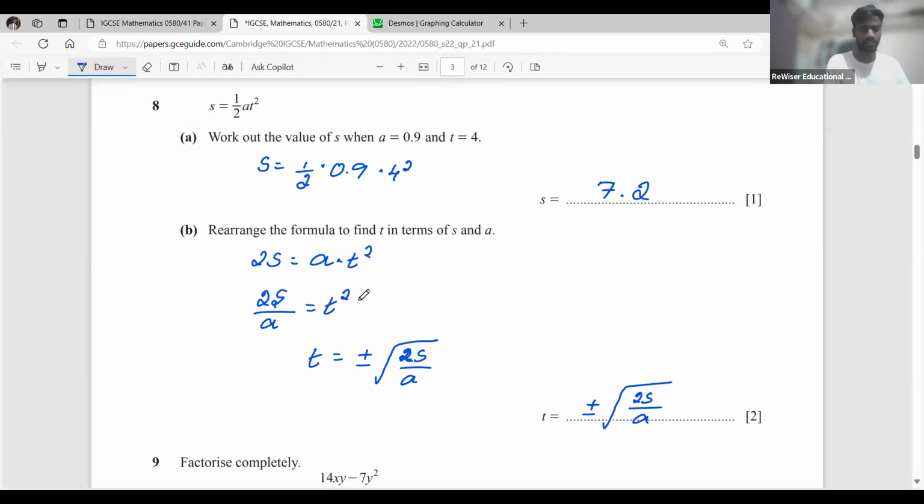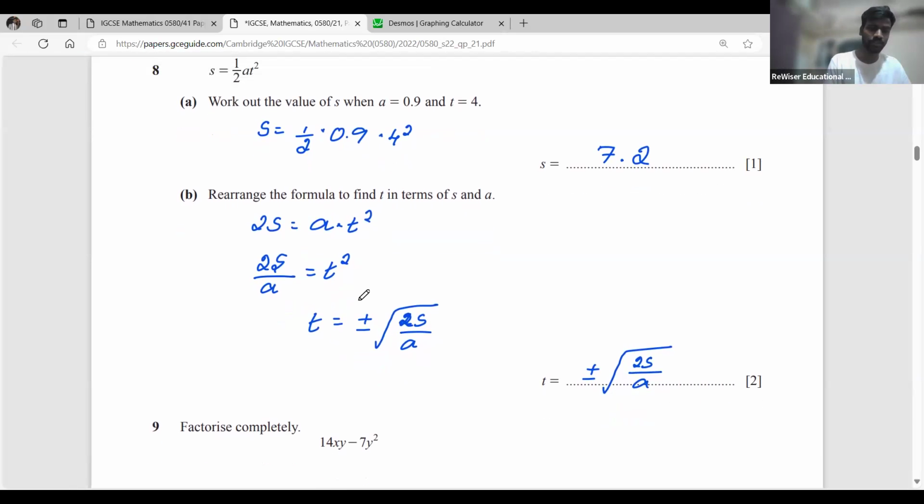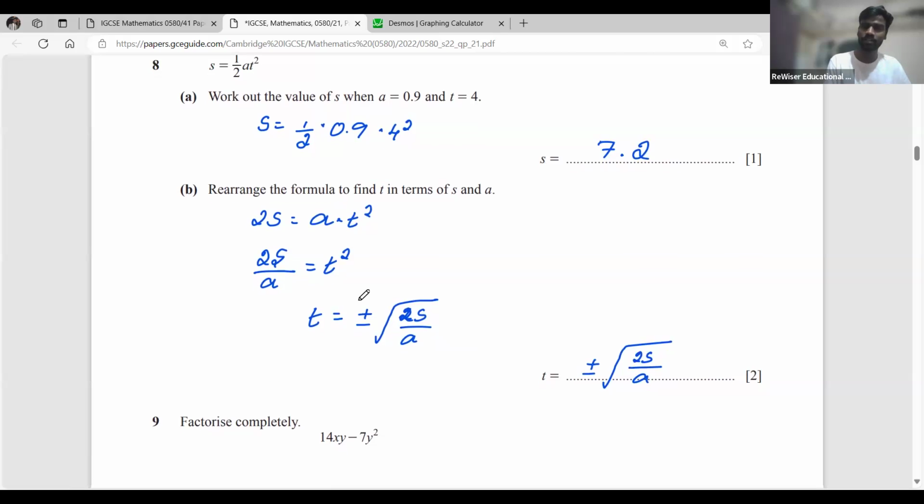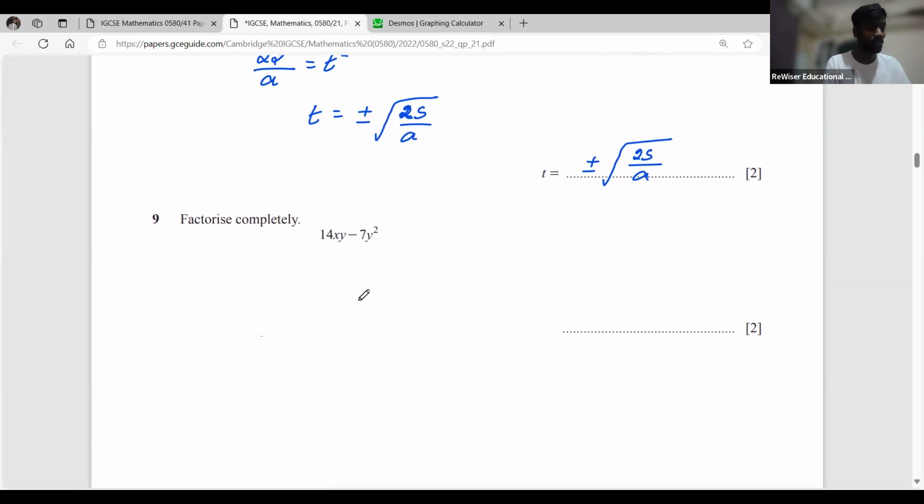And that's the right answer for part B here. Next, question number 9, also under quadratics itself. So here we just need to factorize it completely.